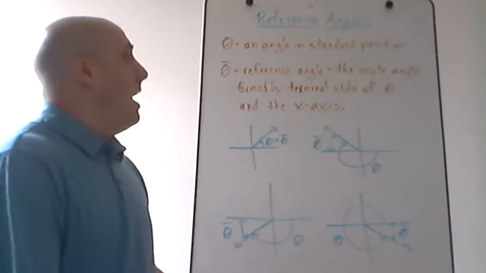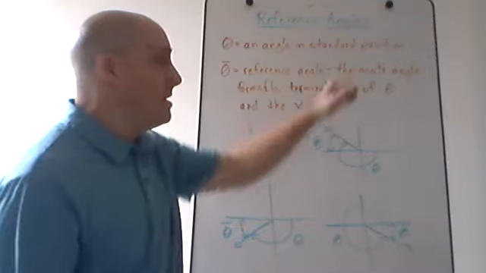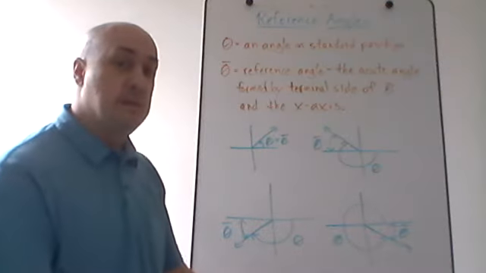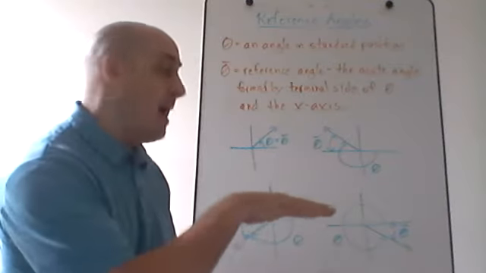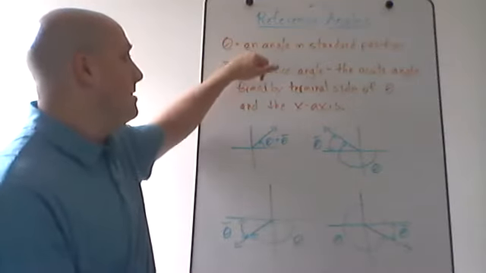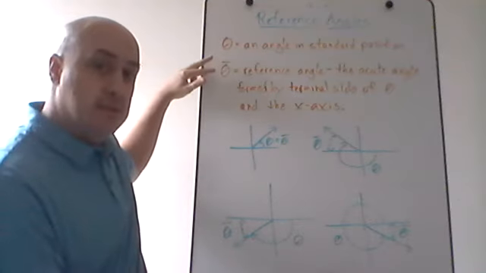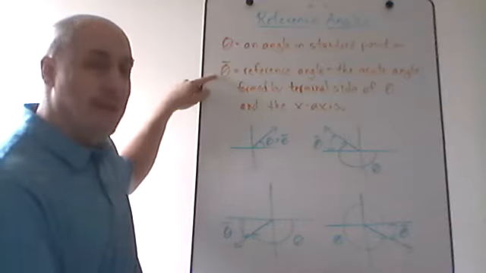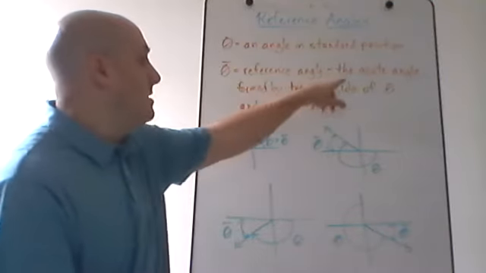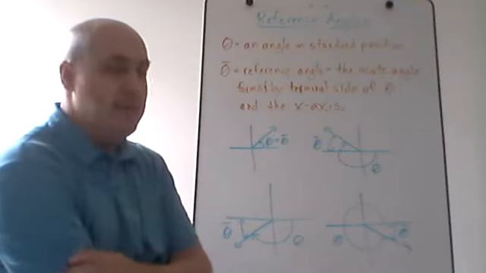All right, so the definition of a reference angle. Theta is our angle in standard position. Remember, standard position means the vertex of the angle is at the origin, and the initial side is on the positive x-axis. The reference angle, which we call theta bar, that same symbol theta but with that little line on top of it, is the acute angle formed by the terminal side of theta and the x-axis.